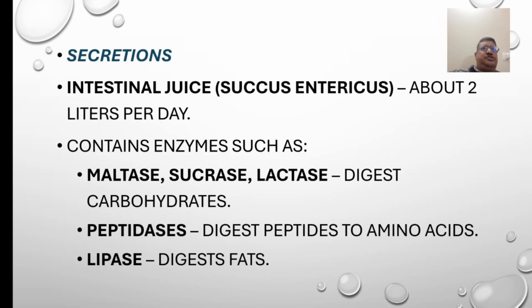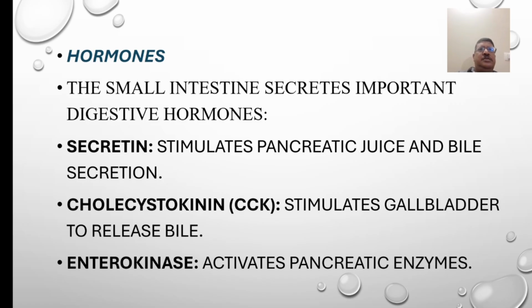Secretions: intestinal juice, about 2 liters per day, contains enzymes such as maltase, sucrase and lactase, which digest carbohydrates. Peptidase digests peptides to amino acids. Lipase digests fat. Hormones: the small intestine secretes important digestive hormones. Secretin stimulates pancreatic juice and bile secretion. Cholecystokinin, CCK, stimulates the gallbladder to release bile.